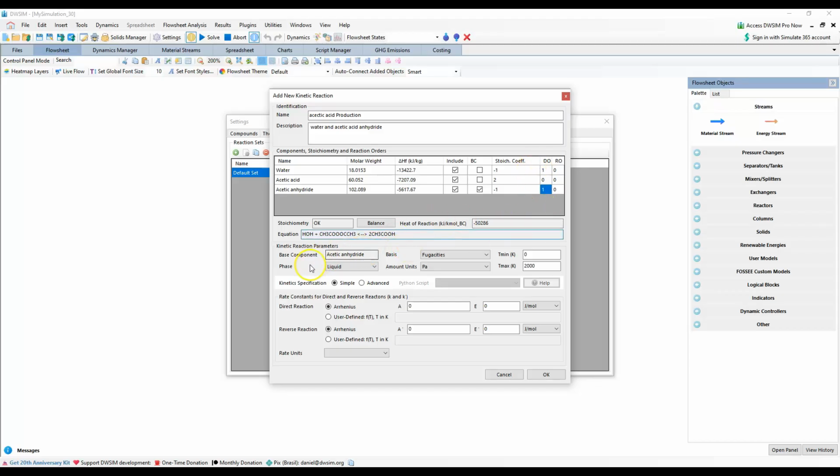Okay, so now the kinetic reaction parameters: base component acetic anhydride. Here I am taking molar concentration. Now here it will start from 0. Okay, I don't have to do anything. The phase is liquid phase. Here I am choosing mole per liter. Okay, and then reaction specification simple. Now here the direct reaction. I am using user defined because it may depend on the temperature. So here I am putting 12. I don't have to do anything else. Now here rate units I am choosing mole per liter second. Okay, then I am clicking OK.